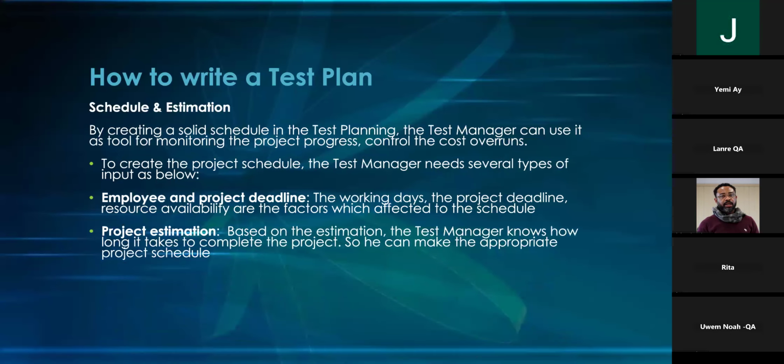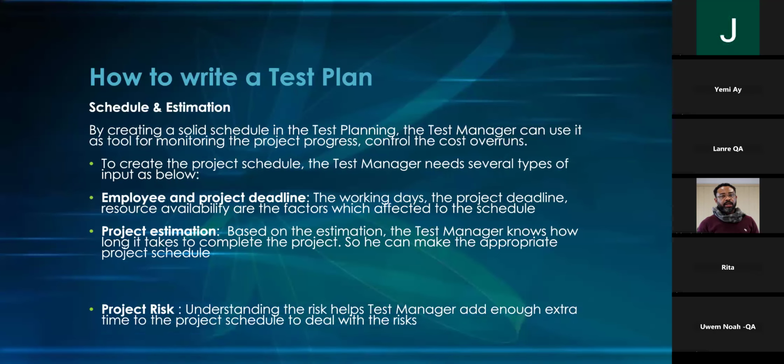Project estimation. Based on the estimation, the test manager knows how long it takes to complete the project, so he or she can make the appropriate project schedule. So, like I've said, if I know I need 3 more people, I would have known from the very first 3 days when we're short of like 100 test cases. So you quickly need to bring people in, because the more you leave it, the tighter the deadline. So the earlier you pick it and people join the team, it's easier.